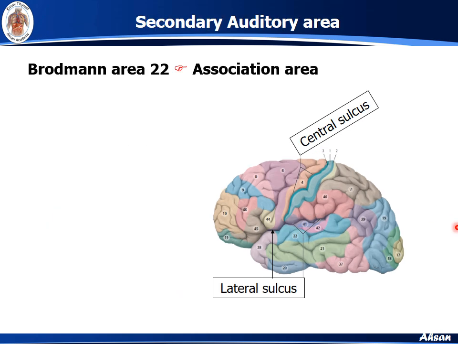Secondary auditory area, this is Brodmann area 22. This is also known as the auditory association area. It is situated just inferior and posterior to the primary auditory area, 41 and 42, in the superior temporal gyrus. This area is responsible for memorization of the experience and interpretation of the sound frequency.